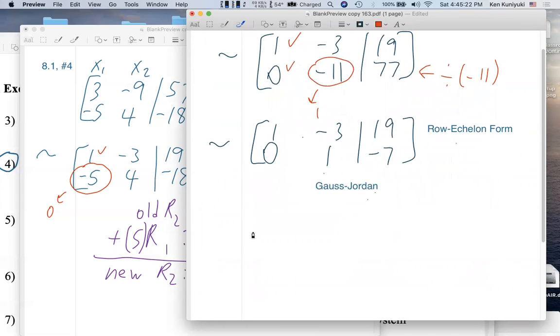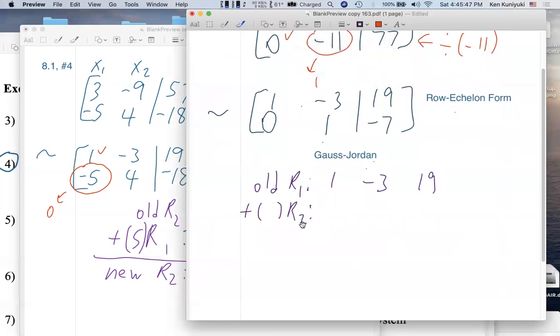Now, it's another replacement step. The old row 1 is 1, -3, 19. I want to add a multiple of row 2. What number times this row will help the 1 kill the -3? 3. 3 times 0 is 0. 3 times 1 is 3. 3 times -7 is -21. Add down to get the new row 1.